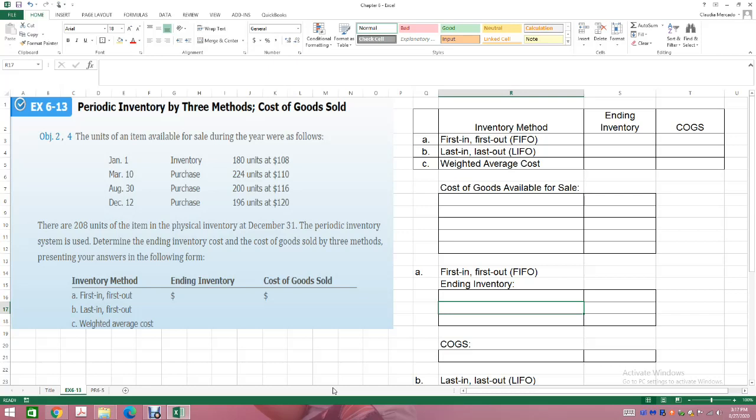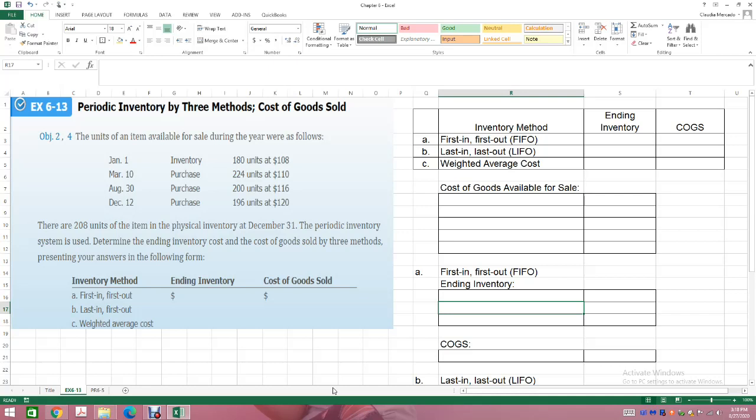Cost of goods sold. So it says the units of an item available for sale during the year were as follows. And then they give you different transactions during the year. The first one we have is January 1st. That's your beginning inventory. That's what you had left over from the prior year. We had 180 units at $108.